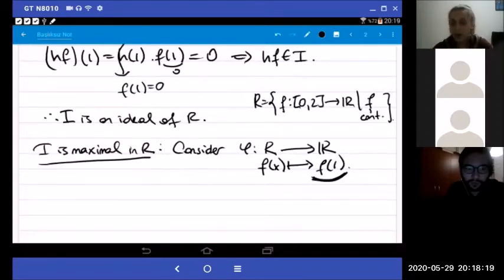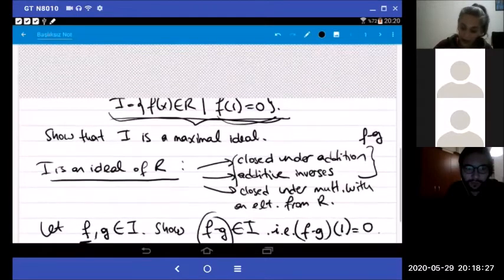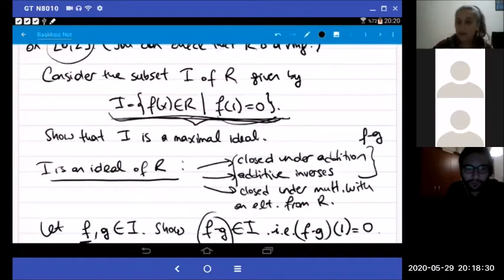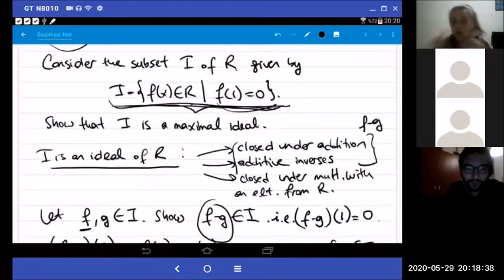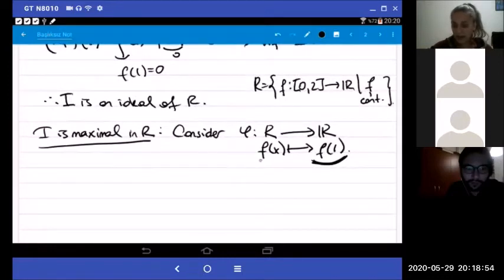But why is that so? Because we want to relate this function with our given ideal, okay? And we know that this ideal contains functions whose function values evaluate to 0 at 1, right? So to relate the ideal with our ring, we need to use the function values evaluated at 1, okay? So I'm taking a function and evaluating it at 1. So check that.